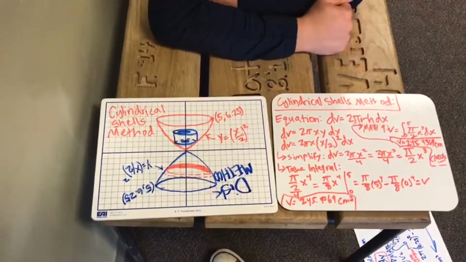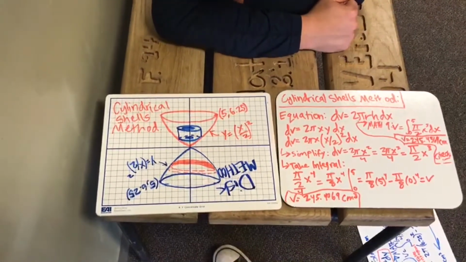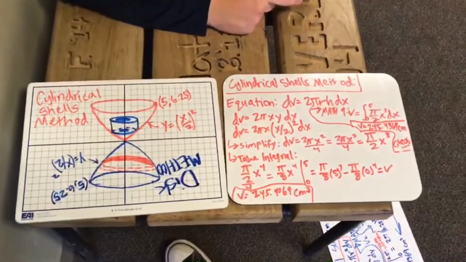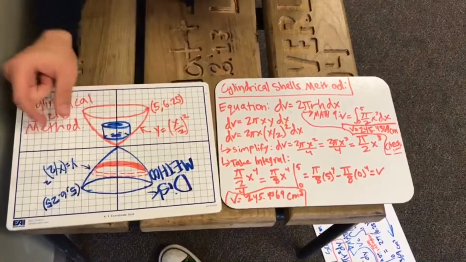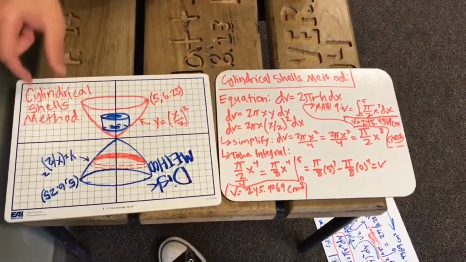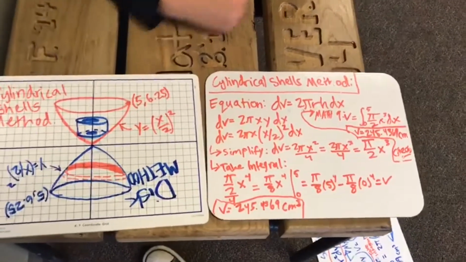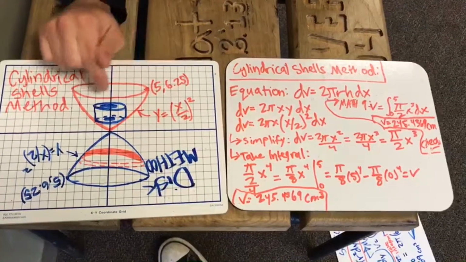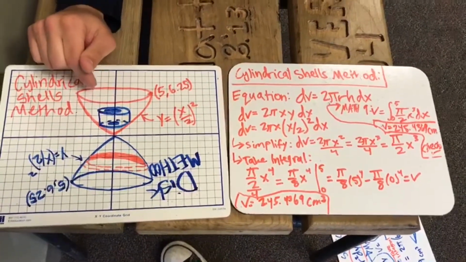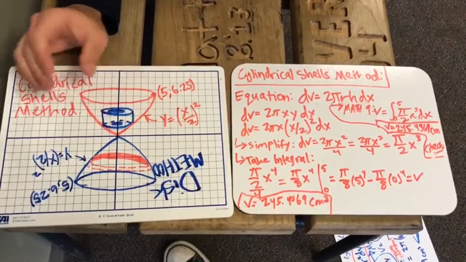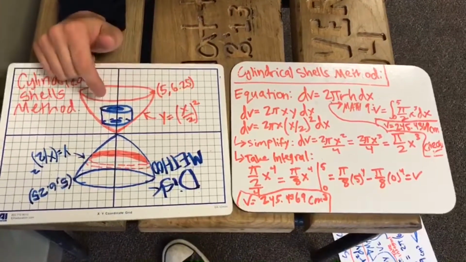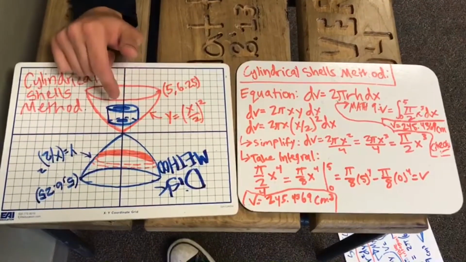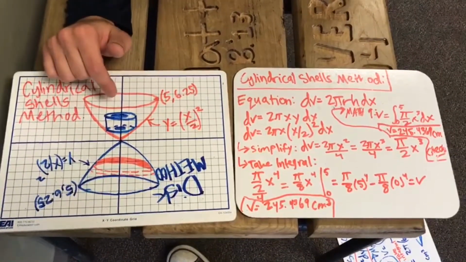Our equation to find the volume of this solid rotated about the y-axis is dV equals 2 pi r h dx. Now we know it's a dx equation because the thickness of the shell is along the x-axis. So now we can substitute in for r. We know the radius is also along the x-axis, so we can substitute x in for that. And the height of the cylinder is along the y-axis, so we can substitute y in for that. So now we have dV equals 2 pi x y dx.